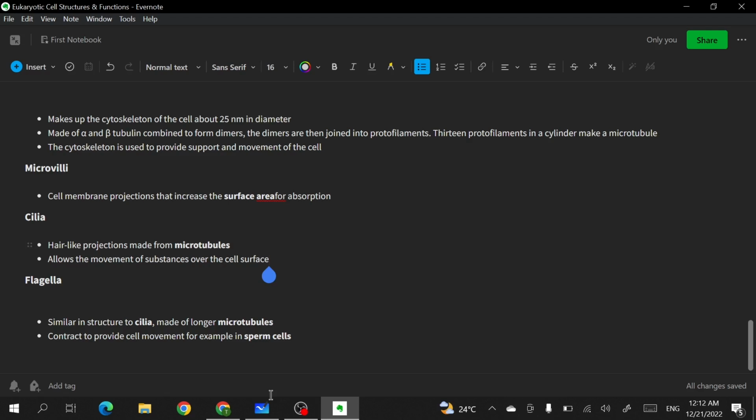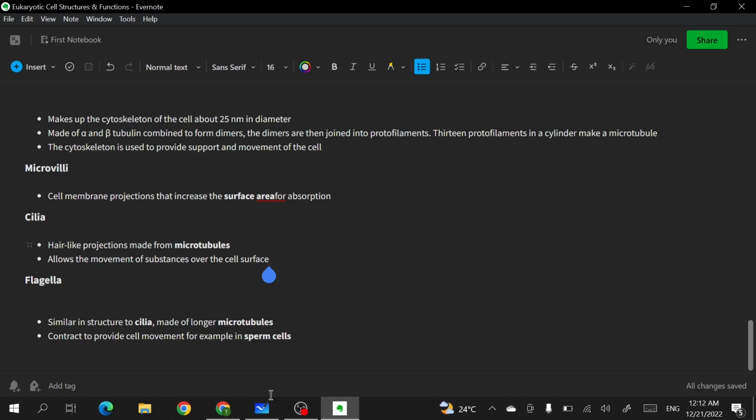Cilia are hair-like projections made from microtubules. You have them in our gas exchange system, in our trachea. They allow the movement of substances, moving in a synchronized manner, and move mucus out to be coughed out or swallowed. Flagella have a similar structure to cilia but are made up of longer microtubules, and contract to provide cell movement, for example, a sperm cell. It is like the tail.